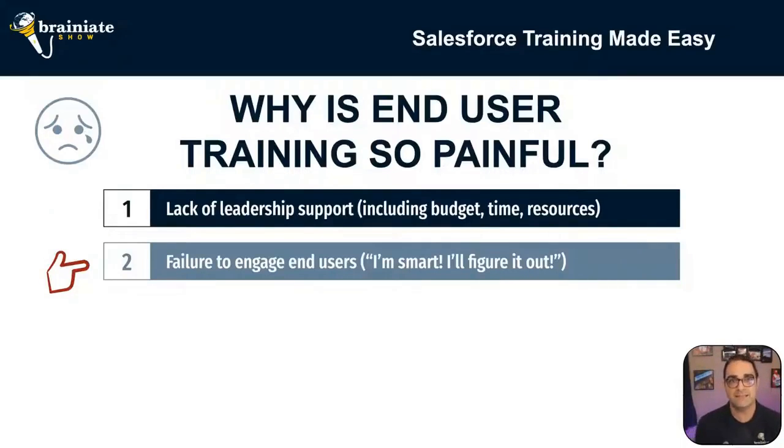The next one is failure to engage the end users. Now, by the way, what I'm talking about over here is even if there is leadership support, even if senior leadership, even if the company has dedicated the appropriate budget and time and resources and people to put together the appropriate training and to deliver it, whether it's in person or remote, it really does not matter.